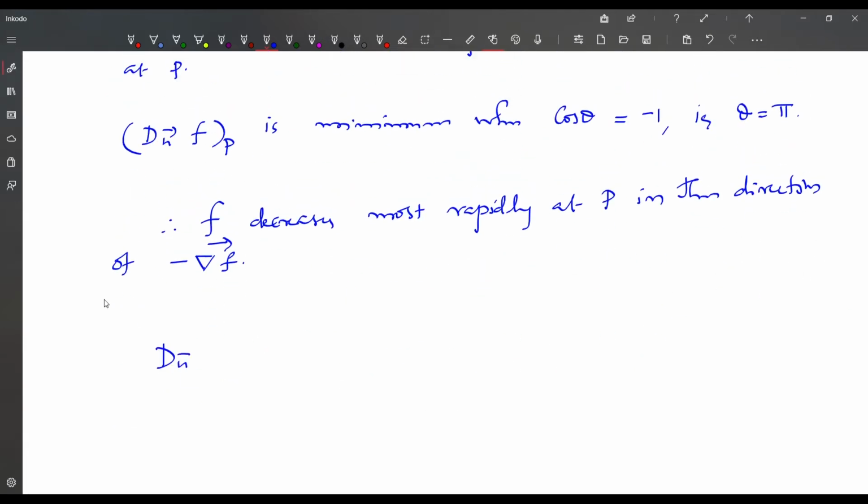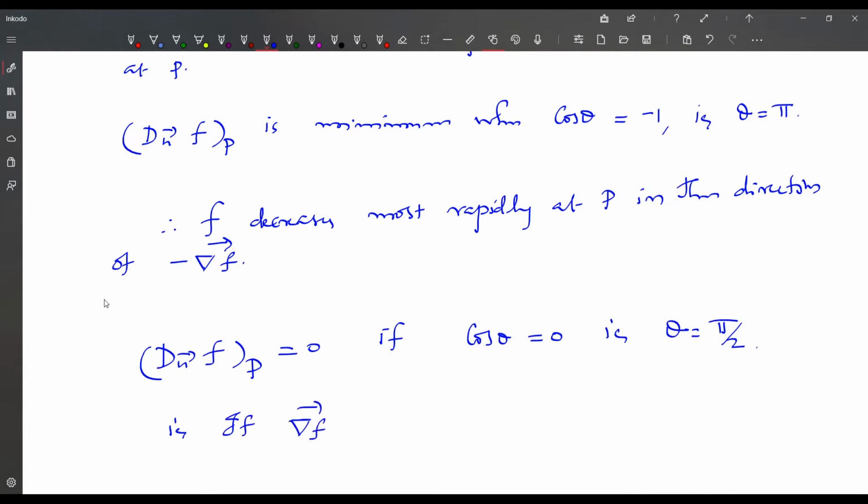And D_u f at p is 0 if cos theta equal to 0, that is theta equal to pi by 2. That is, if del f is orthogonal to u, then the directional derivative D_u f at p is 0.